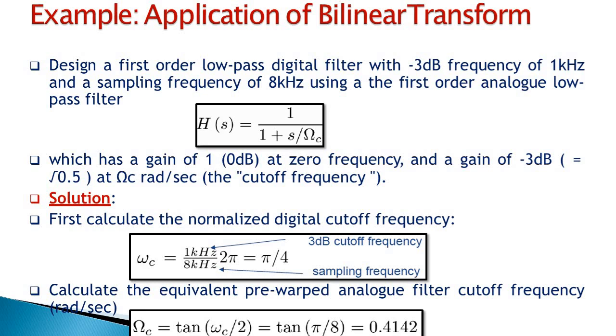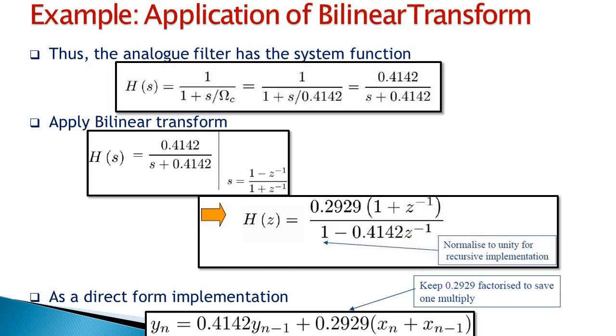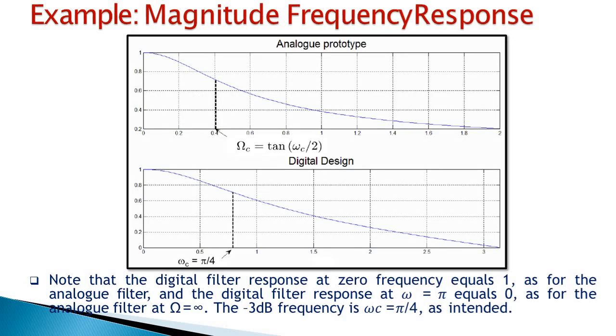Calculate the equivalent pre-warped analog filter cutoff frequency. So omega C is tan of omega C by 2, which is 0.4142. Then find out H of S. Then, by using bilinear transformation, find out H of Z. As a direct implementation you will get the transfer function. See the magnitude frequency response and the phase response.